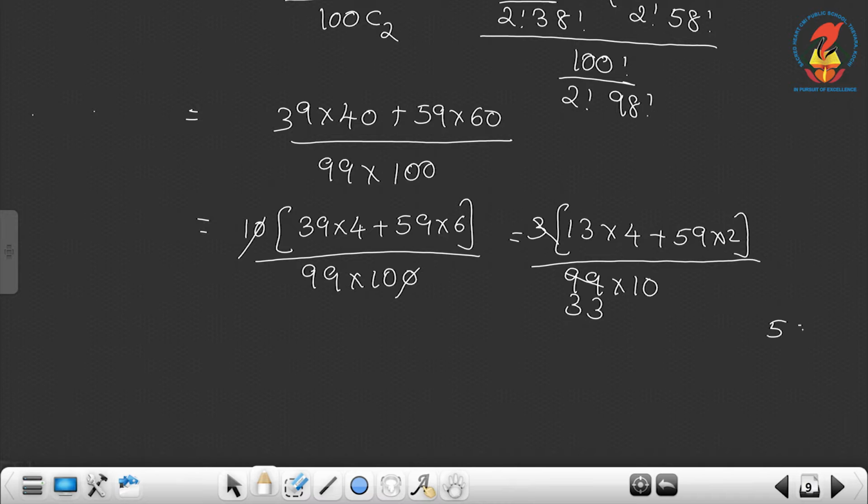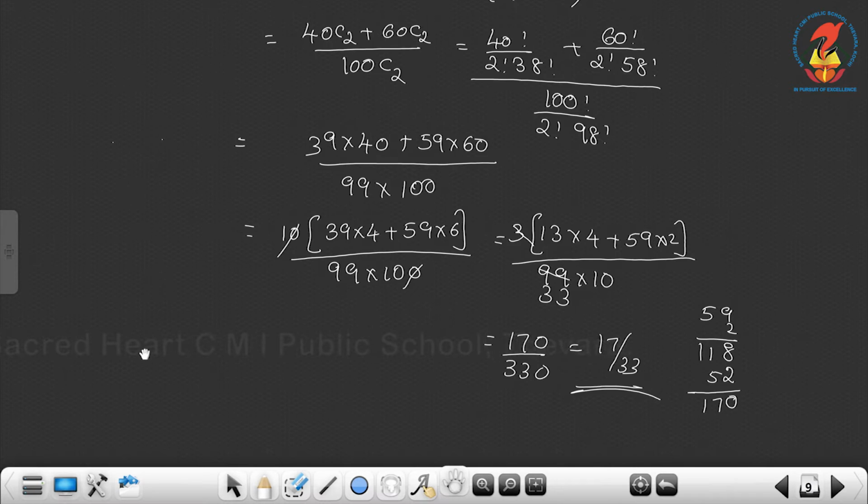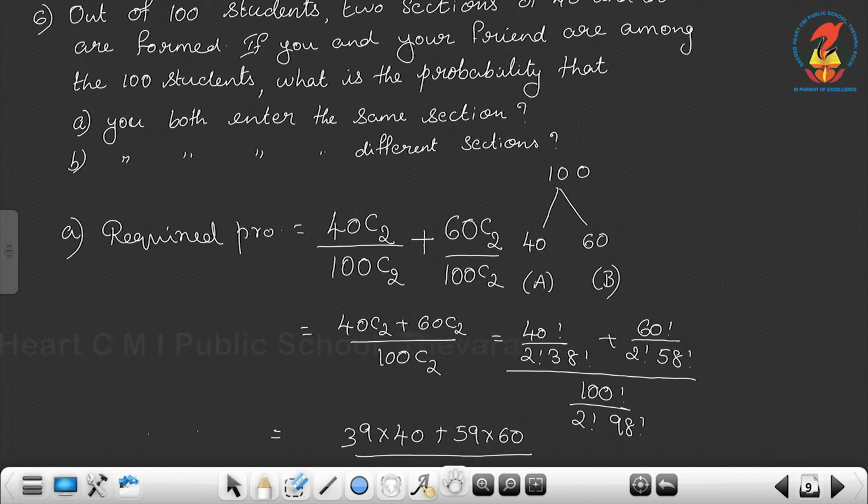Now 59 into 2, that is 118. 13 into 4, 52. 170. So 170 by 330, that's equal to 17 by 33. So that's the first one, first part. That is, you and your friend enter the same section. Now the second part is, you both enter the different sections.